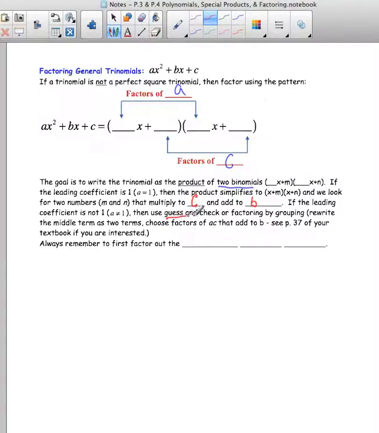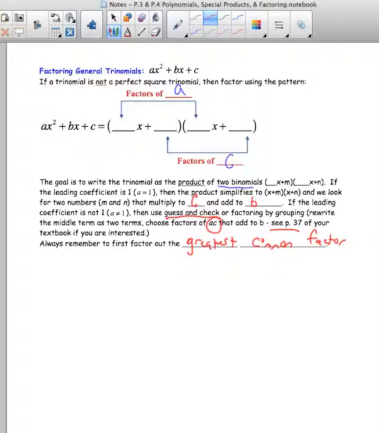One is guess and check, and the second is what you probably call the AC method, which is actually factoring by grouping. In this method, we rewrite the middle term as two terms, by choosing factors of the product a times c that add to b. This is explained on page 37 of our textbook, and we'll do some examples on the next page. Always, always, always remember to first factor out the greatest common factor. That's always the first step when we are factoring.